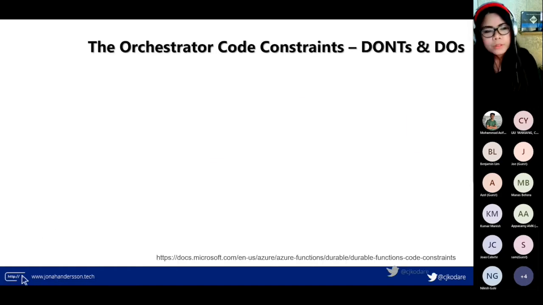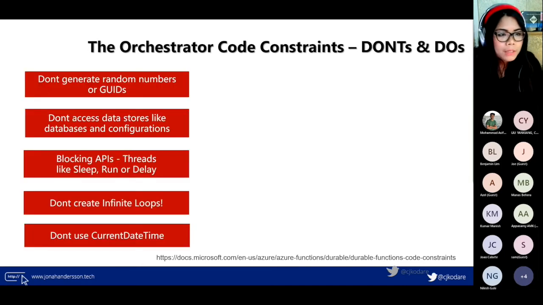So now to the constraints. In the constraints, there are some do's and don'ts when you code your workflow. For example, since it's deterministic, it is not recommended to write GUIDs or random numbers in your workflow or orchestrator, and also putting in configurations like database connection strings in there, as well as blocking APIs, infinite loops, and date time, because date and time is not stable. It changes all the time.